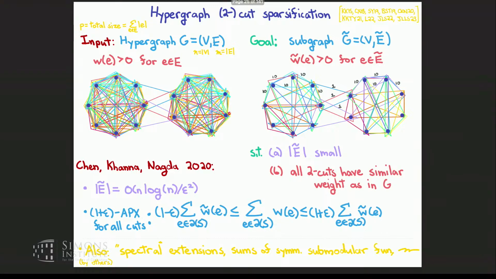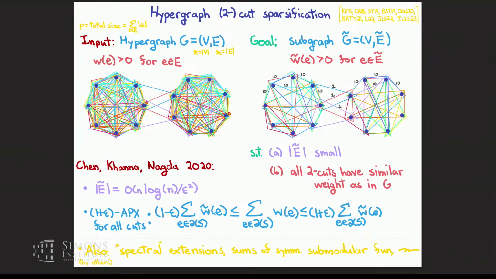And there are other results in this space, often incomparable, or more general, or something like this. So there have been spectral analogs inspired by the spectral line of work. You can also sparsify sums of symmetric submodular functions, which also generalizes this.